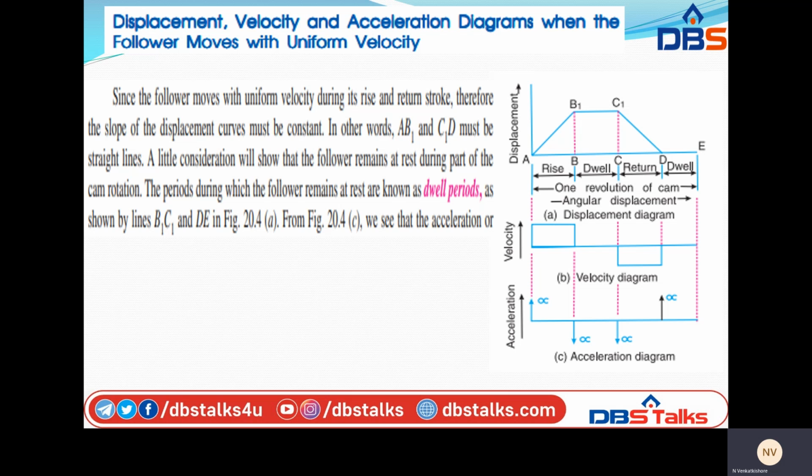After that, the graph is similar: rising, dwell, returning, dwell. So for one complete revolution of the cam, the movement of the follower will be rising, dwell, returning, dwell. So for the rising AB1 and the return C1D, these are of constant slopes, and B1C1 and DE will be a horizontal straight line. These are all called dwell periods.